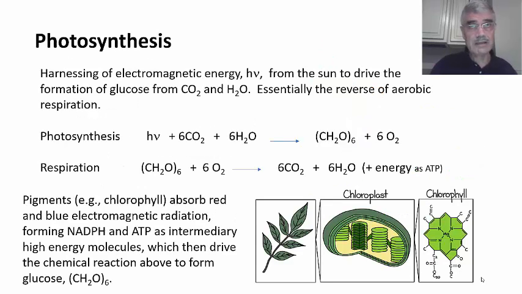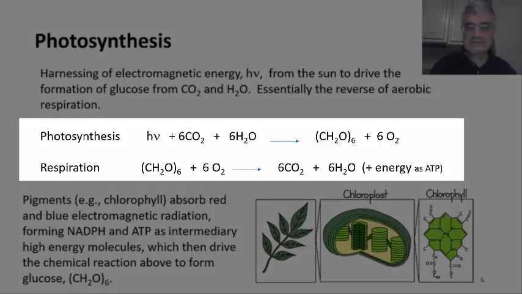Now, if you're a plant, you can also obtain energy directly from the sunlight in photosynthesis. This is the harnessing of electromagnetic radiation. And remember, if you had the first semester with me, we abbreviate electromagnetic radiation as hν, and this energy from the sun is used to drive the formation of glucose from carbon dioxide and water. This is essentially the reverse of aerobic respiration.